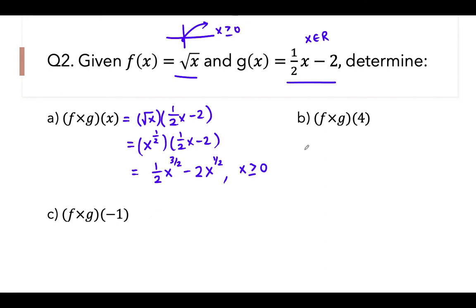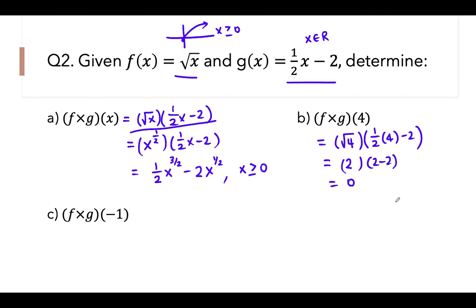Okay, what about when the input is 4? You could just insert it right away into this simplified version. So square root of, instead of x, I'm going to write 4. That's my input. And then 1 over 2 times 4 minus 2. So 2 times 2 minus 2, it's 0. So when the input is 4, the product of the two functions is going to give me 0.